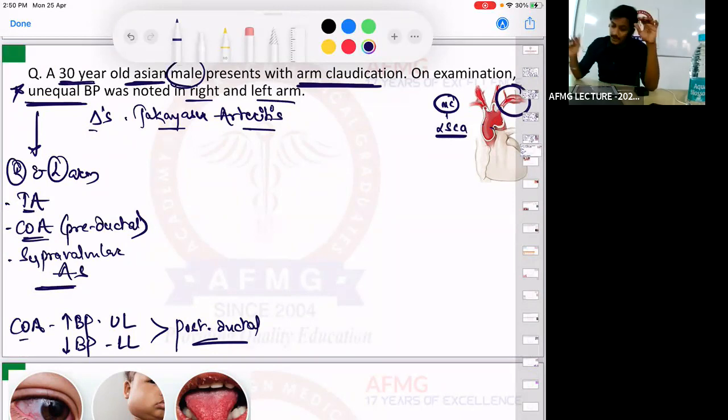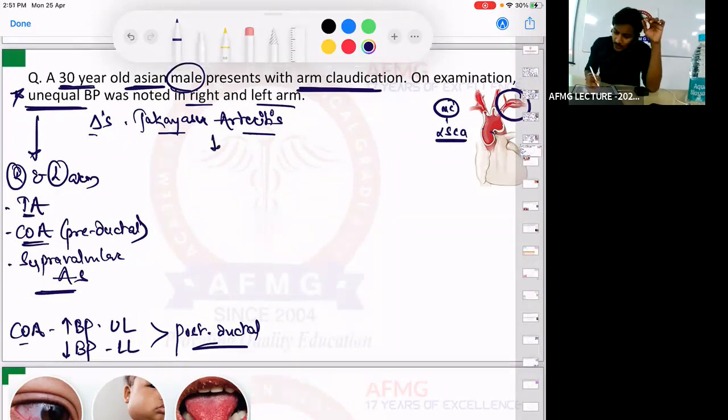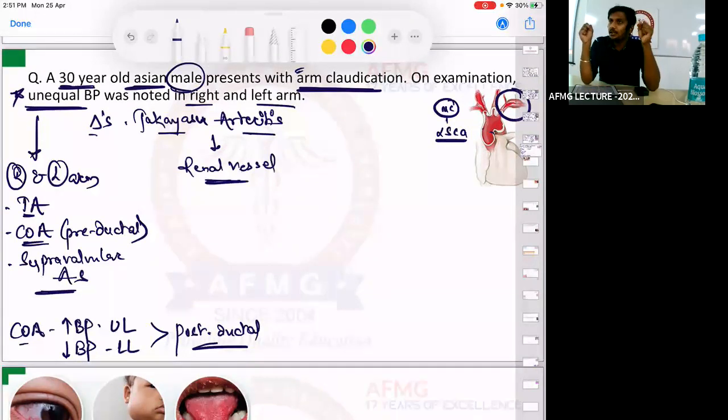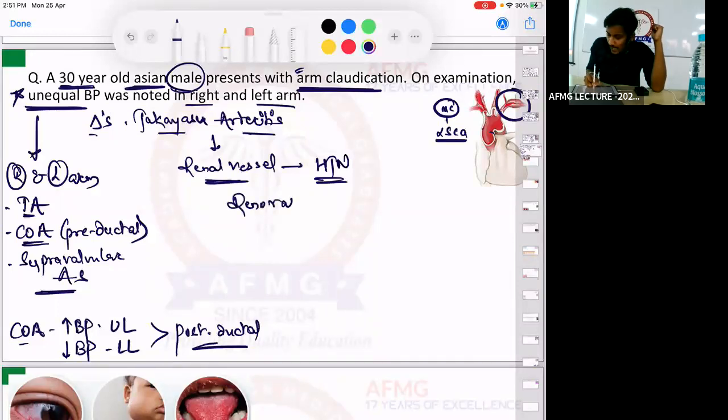No issues with this. Now Takayasu arteritis, as I told you, there would be ostial or lumen narrowing. Therefore, the patient will have arm claudication. But there would also be narrowing of the renal artery. If the renal artery is narrowed, GFR will decrease, and if GFR decreases, there is activation of RAS. Therefore, there will be increased levels of renin, which will cause hypertension in the patient. And therefore, it is called renovascular hypertension.